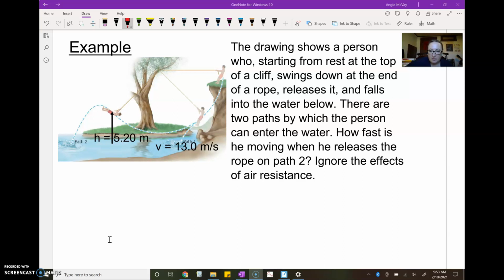There are 2 paths by which the person can enter the water. How fast is he moving when he releases the rope on path 2? Ignore the effects of air resistance. Okay.